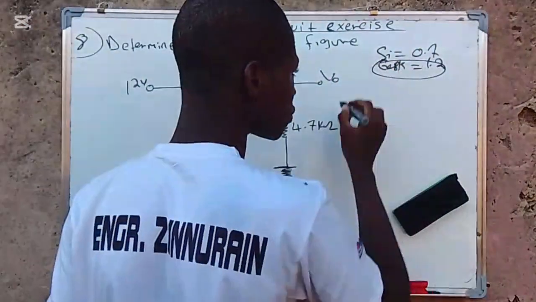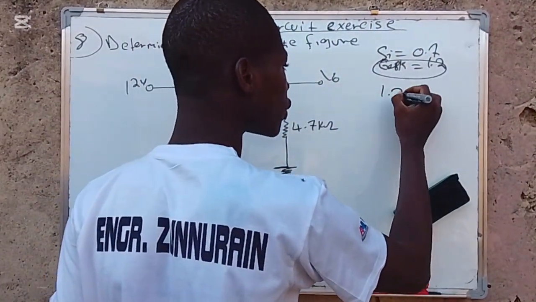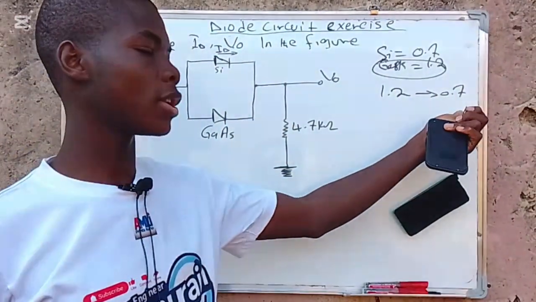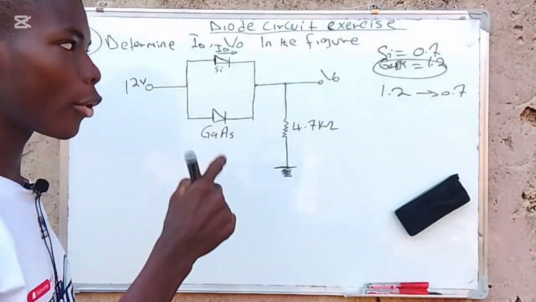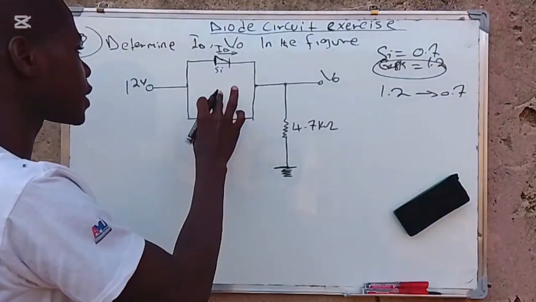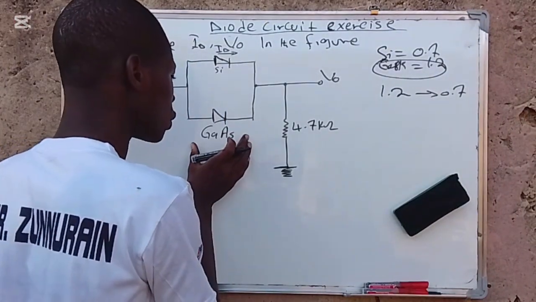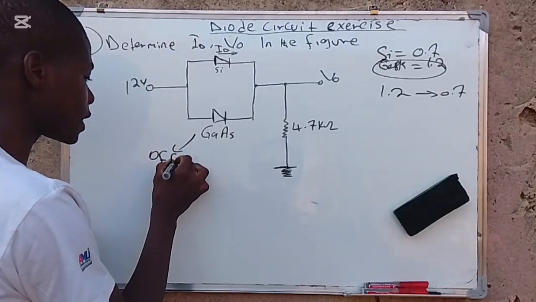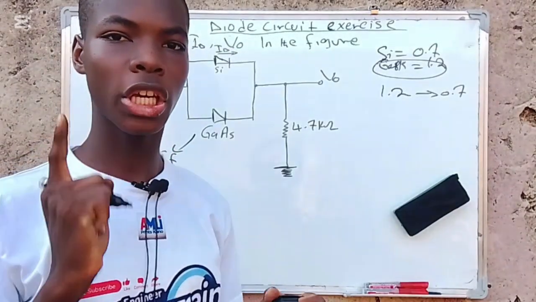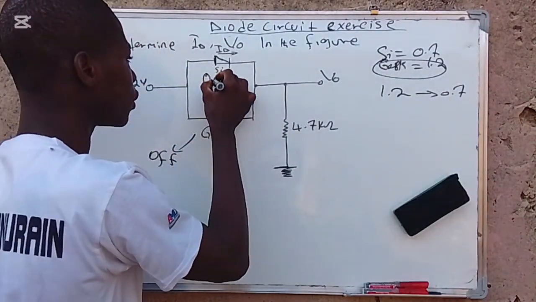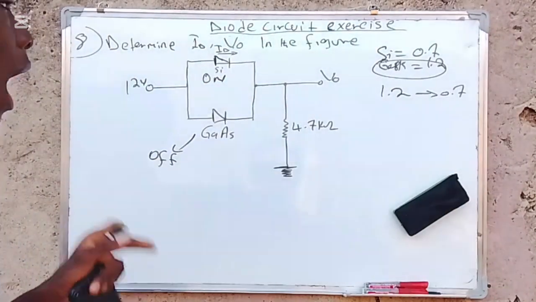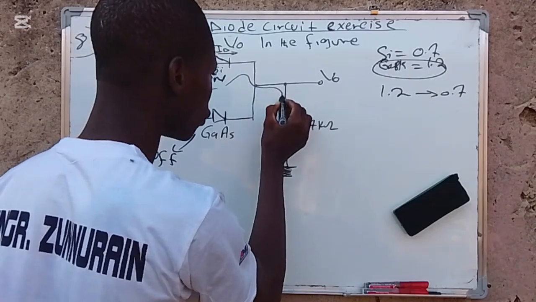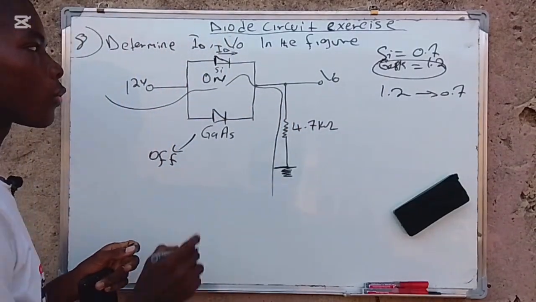This must be off, because this 1.2 is higher than this 0.7, and this 0.7 is lower than this 1.2. So there is no possibility of this gallium arsenide to be on. Therefore this gallium arsenide diode is off. You are just going to concentrate on this diode which is on. After that you are going to apply the KVL, move here, and move off to here to find your currents.